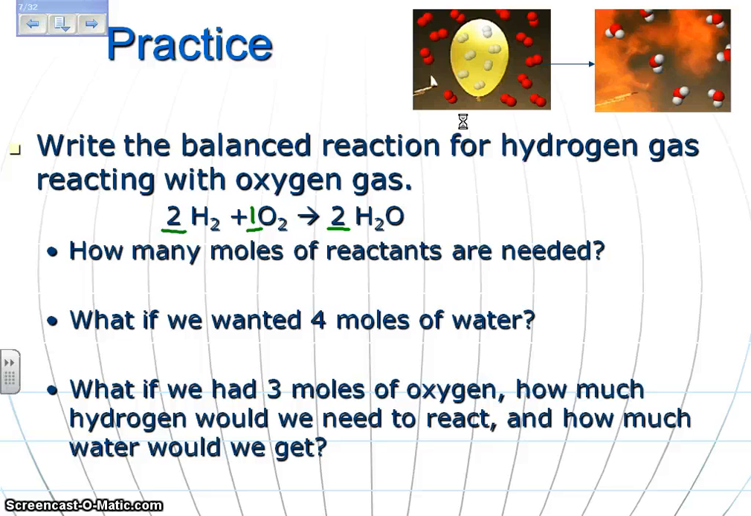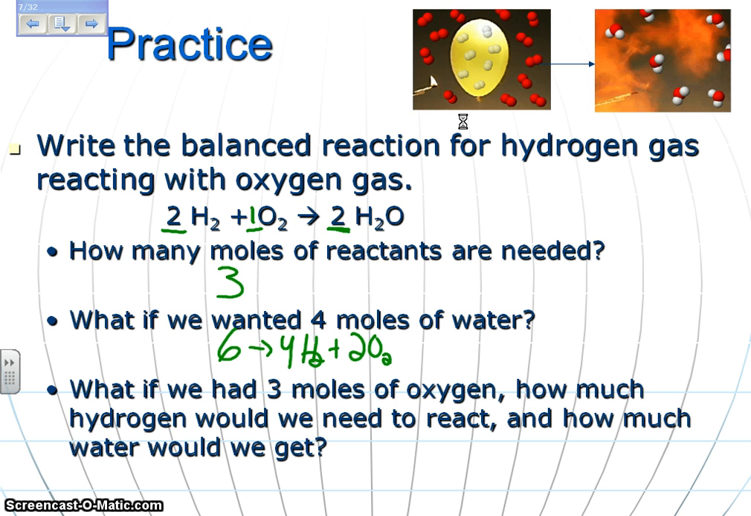Well, what we need to do is look back at our chemical equation. So how many moles of reactants are needed? Well, we have 2 moles of hydrogen, 1 mole of oxygen. We need 3 moles of reactants. If we wanted 4 moles of water, we easily can just see we're doubling 2, so we would need to double the amount of our ingredients. So if we wanted 4 moles of water, we would need 6 moles of reactants, 4 hydrogen, and 2 oxygen.